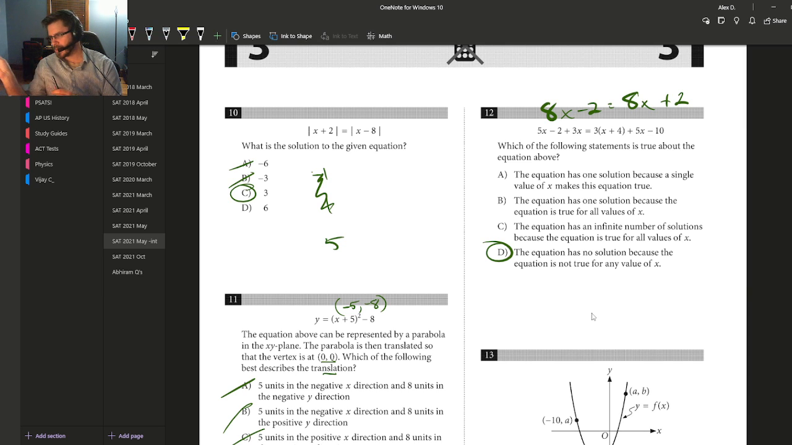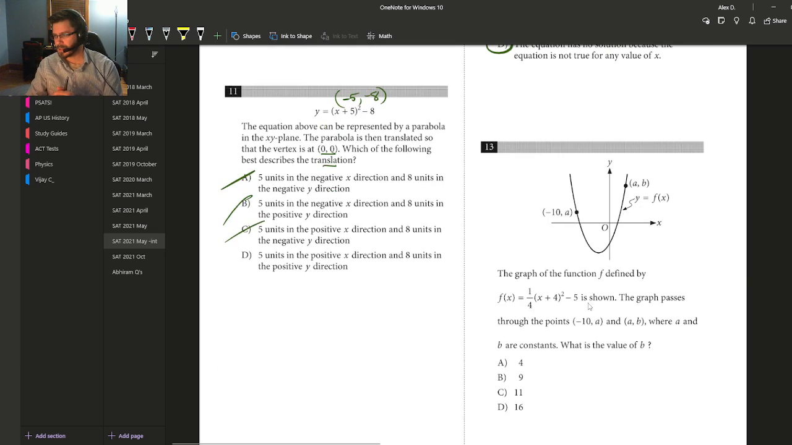So just to verify my math, 8x minus 2, 3x, and 5x is 8x, 12 minus 10 is indeed positive 2, so yeah, I'm pretty confident with D.